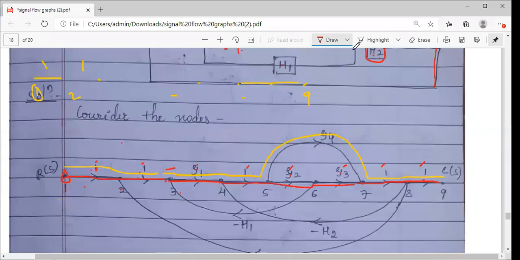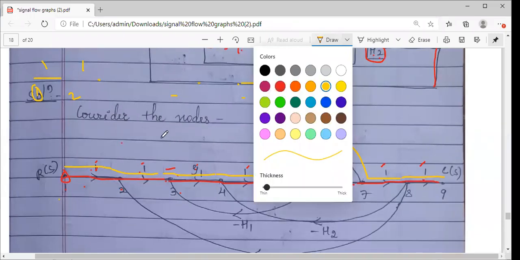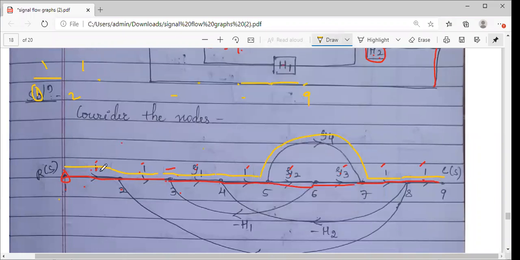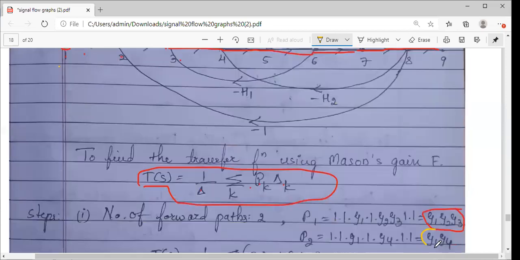Now coming to the yellow line, that is the forward path remaining, other than the main forward path. Identify the gain values. The path is from 1 to 2, 2 to 3, 3 to 4, 4 to 5, 5 directly to 7, 7 to 9, 7 to 8, 8 to 9. So this is the second forward path. Here the gains are 1 into 1 into G1 into 1 into G4 into 1 into 1. So in total it is G1 into G4. Second forward path G1 into G4.